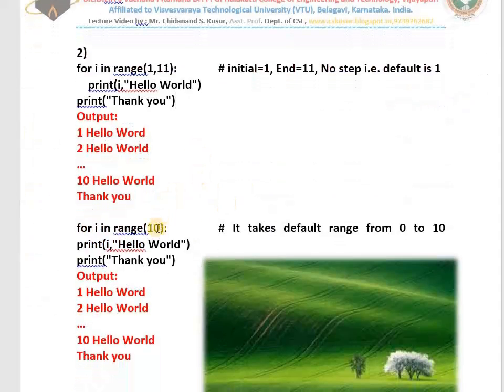Then see the third example. In the third example, I used only one value, 10. That means I value starts from 0. You are not mentioning the starting value, just 10. Just 10 means that is the end value. You are not mentioning the starting value, you are not mentioning the step. By default, I value is 0 for the first time, then it goes up to 10. That's why the output is like this. Not 1 hello world, it must be 0 hello world, 1 hello world, and the last one is 10 hello world. I hope you have understood.